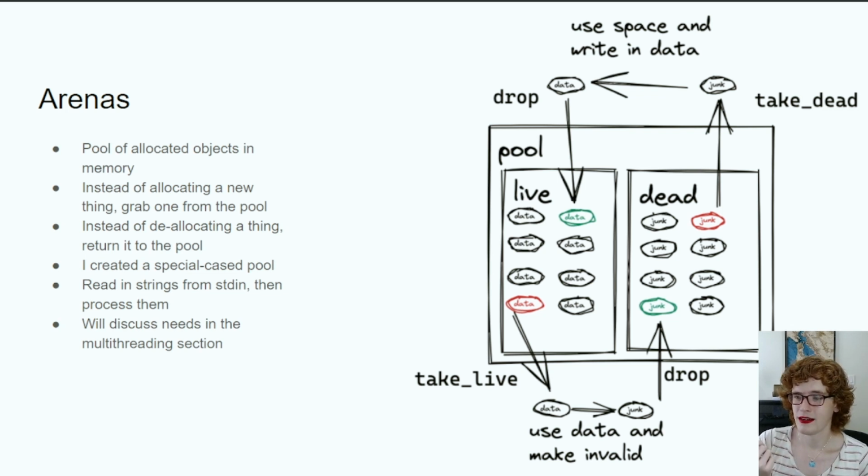Take live actually returned a wrapper struct around the string, and when the drop handler on that wrapper struct was called, the string was returned into the dead pool automatically, so you didn't have to remember to do that. Similarly, the pool has a method called take dead, which pulls a string from the dead pool with a wrapper struct around it. You can then write data into that string, and when the destructor is called on that wrapper struct, the data will be returned into the live pool. So again, arenas just allow you to save on some allocations.